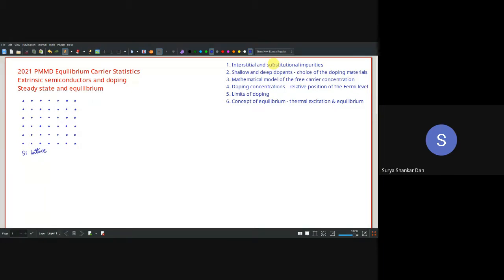Interstitial means that they are present in the block itself, but substitutional, when we dope, the impurities that are created at substitution, is that... No, no, no. So for example, this is a silicon block. Anybody else with an answer? Sir, in interstitial, the impurities go in the void, and in substitutional, they replace the atoms in the lattice. Exactly. Very good.